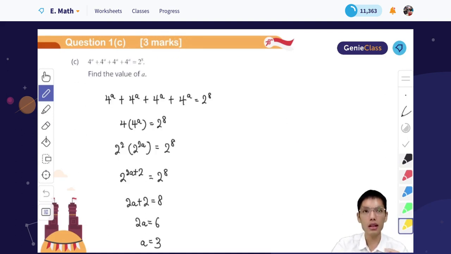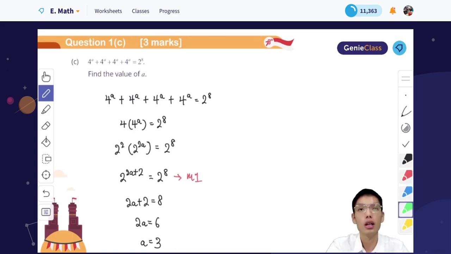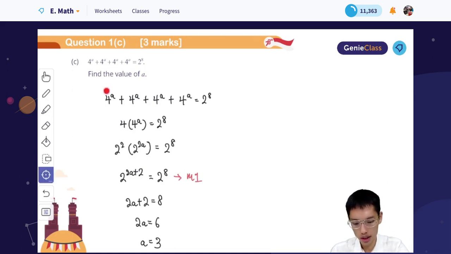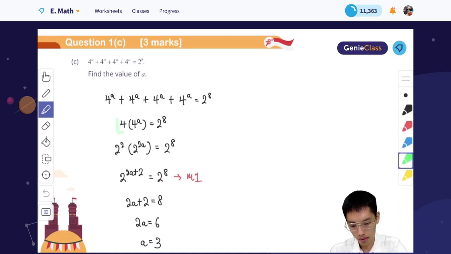1C, find the value of a. So you realize the first thing when it comes to indices questions is always to take note, how do we ensure that we can get to the same base? In this case, for 2 and 4, we know the common base is 2. So what we do is manipulate, and in this case, get to this particular statement over here, to make sure that we are able to get to the common base. So again, first up is just adding up. These are all the same, so there is going to be 4 of them.